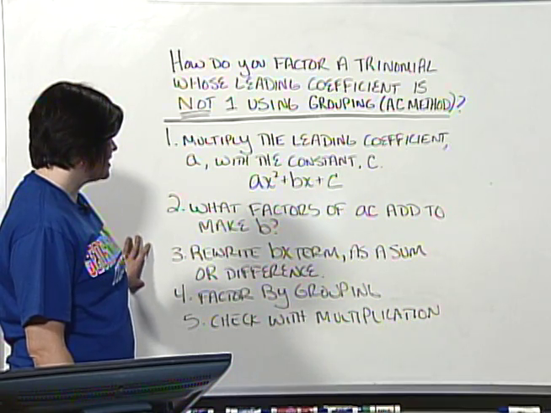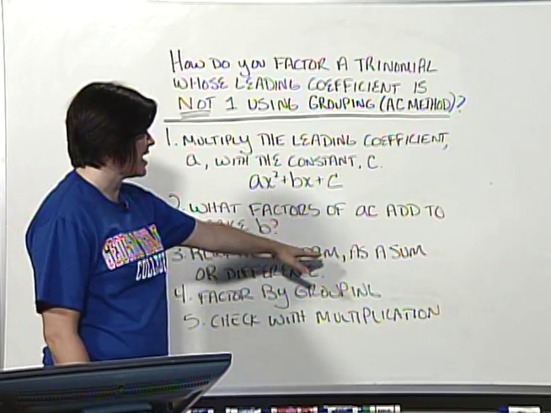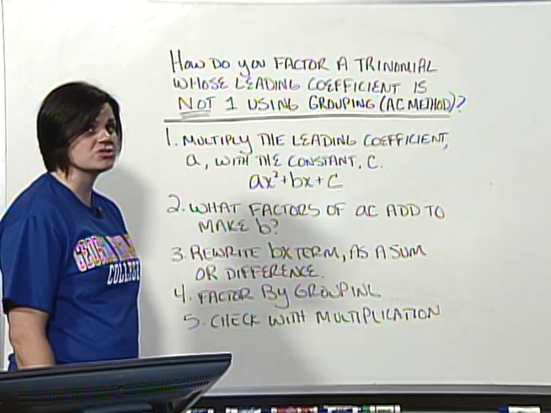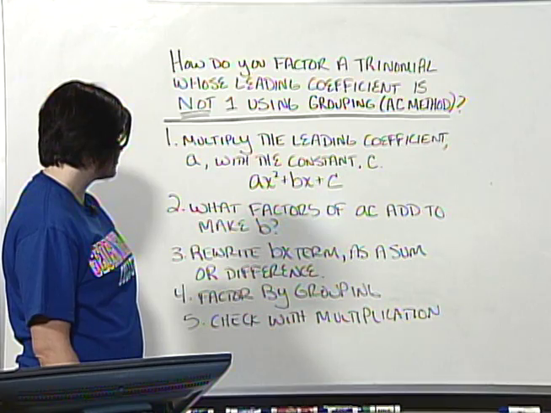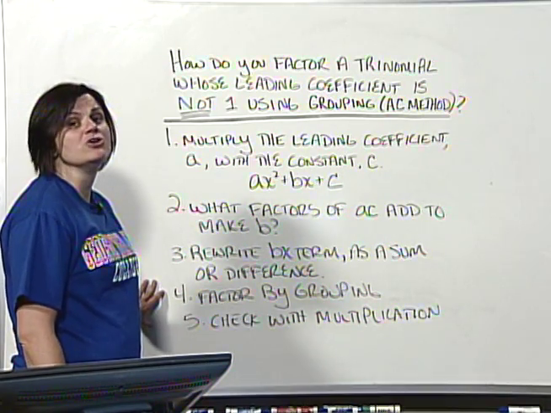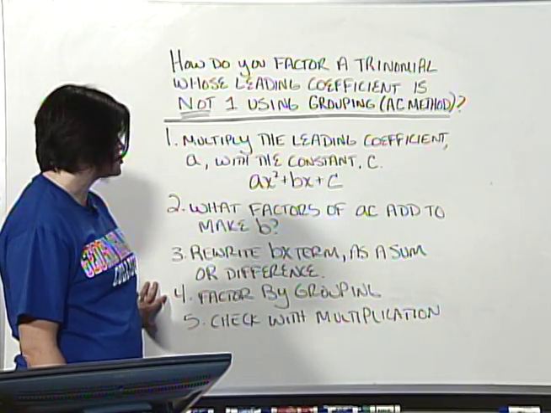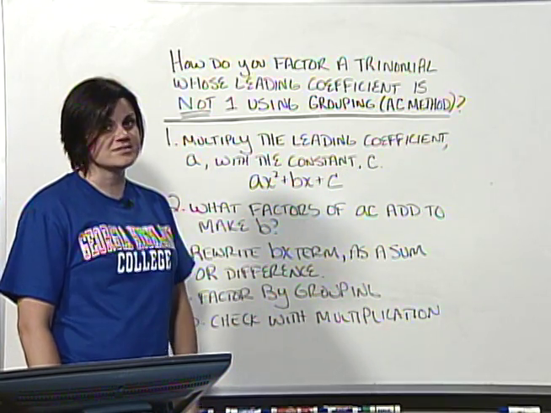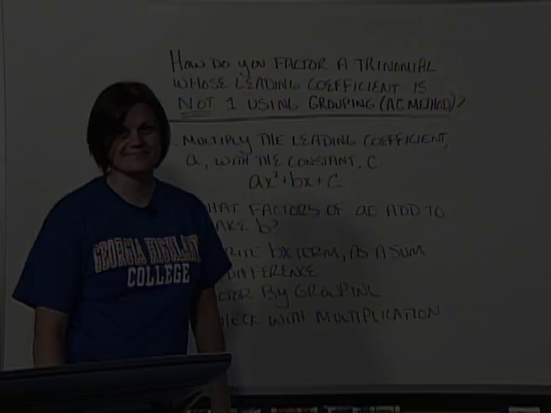After you have that answer, you rewrite your bx term as a sum or difference using the factors that you found in the question above. And finally, you finish this off with factor by grouping, and then check through multiplication. Let's take a look at an example.